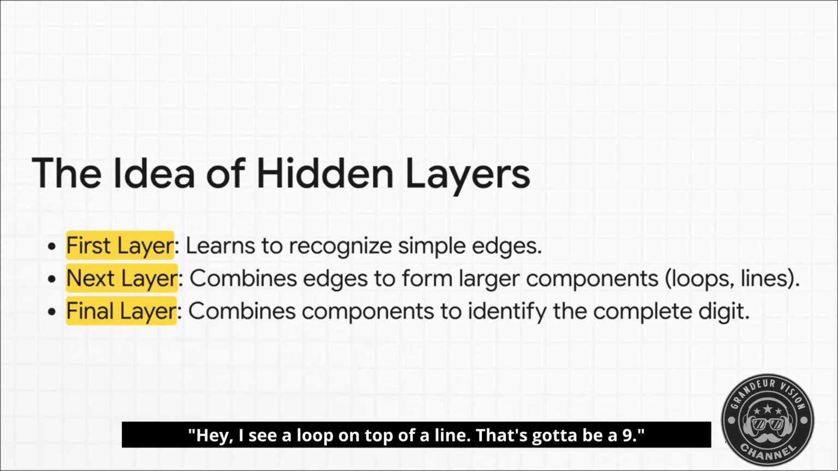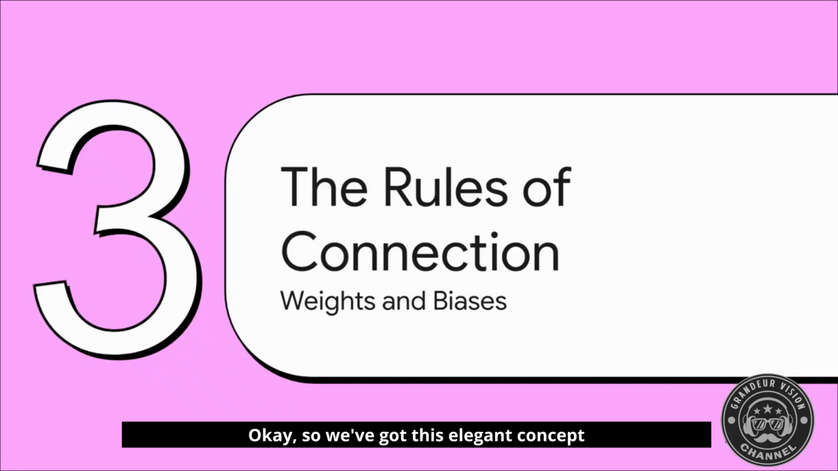Hey, I see a loop on top of a line, that's gotta be a 9. Okay, so we've got this elegant concept of building up complexity layer by layer. It's a great idea, but how does the information actually get from one layer to the next? Let's dive into the mechanics of it all and look at the rules of connection, weights and biases.